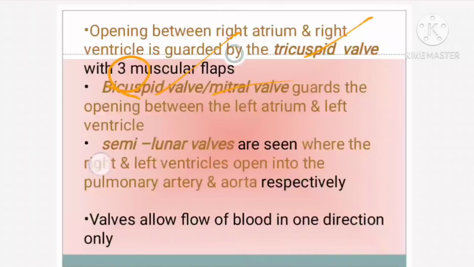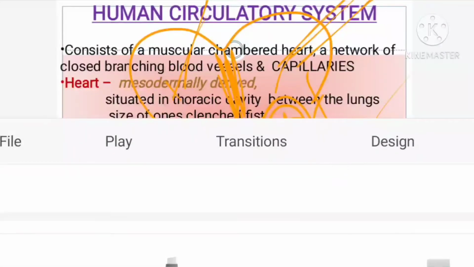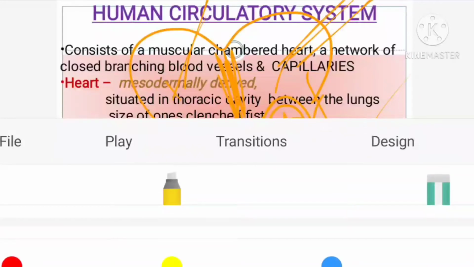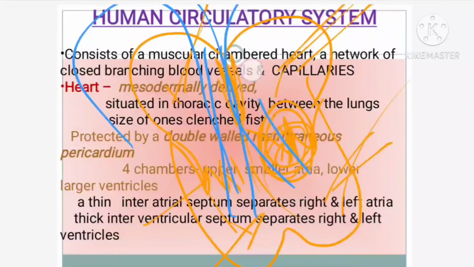Another one is the semilunar valve, which is also present. Where will it be present? I will change the color so that it becomes clearer. From the right you can find one semilunar valve moving like this, coming out, and from the left also one semilunar valve is moving out. The one from the left moves to the aorta.